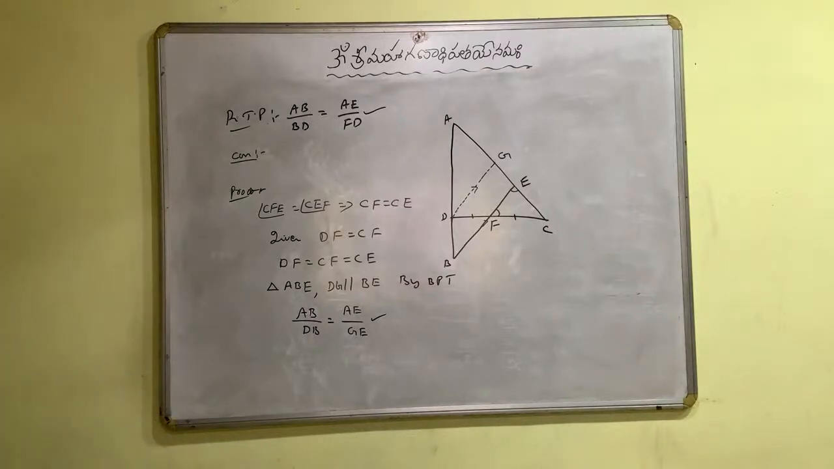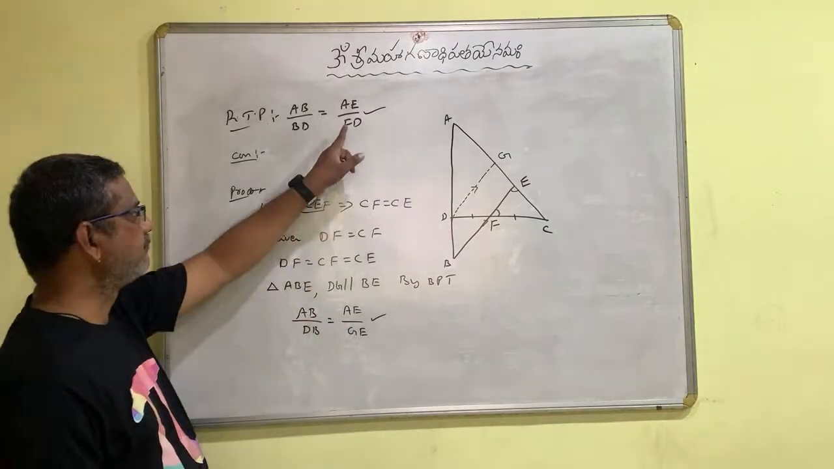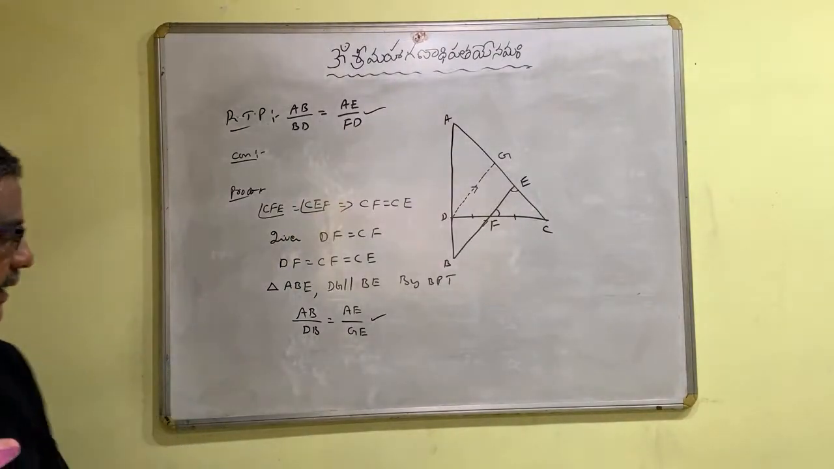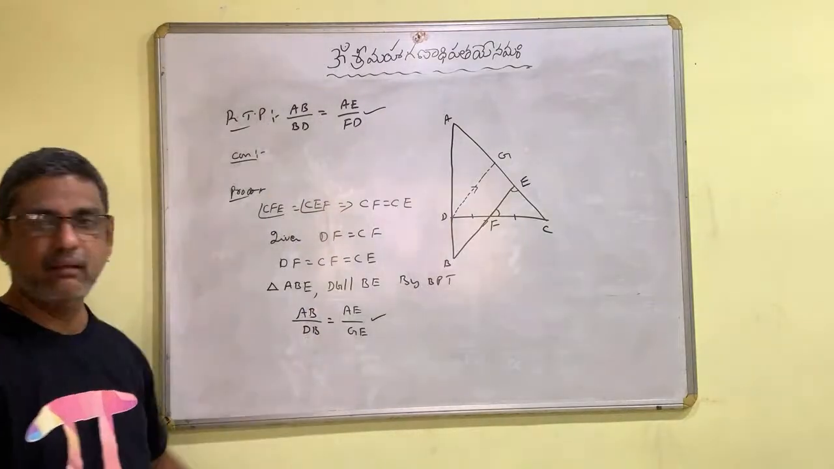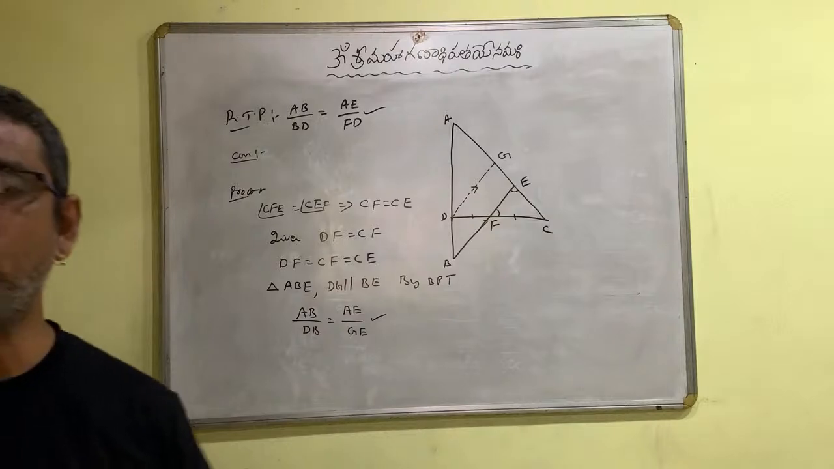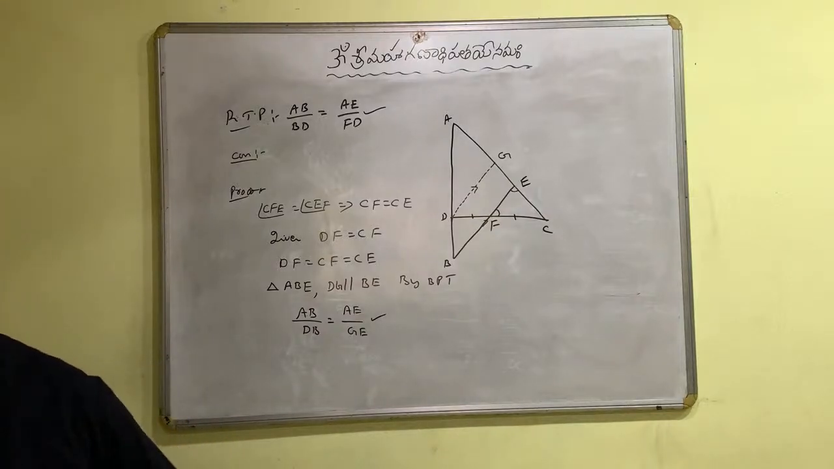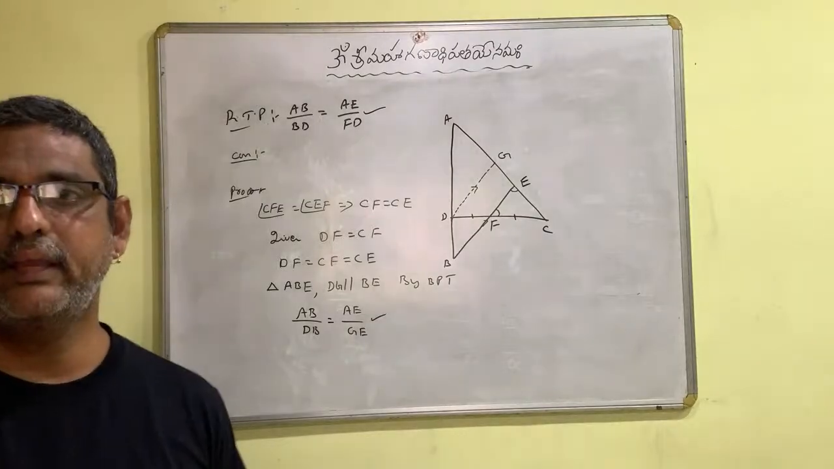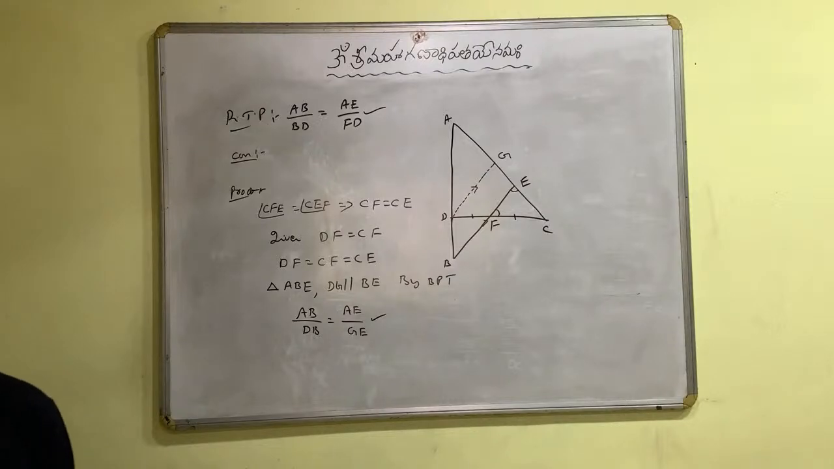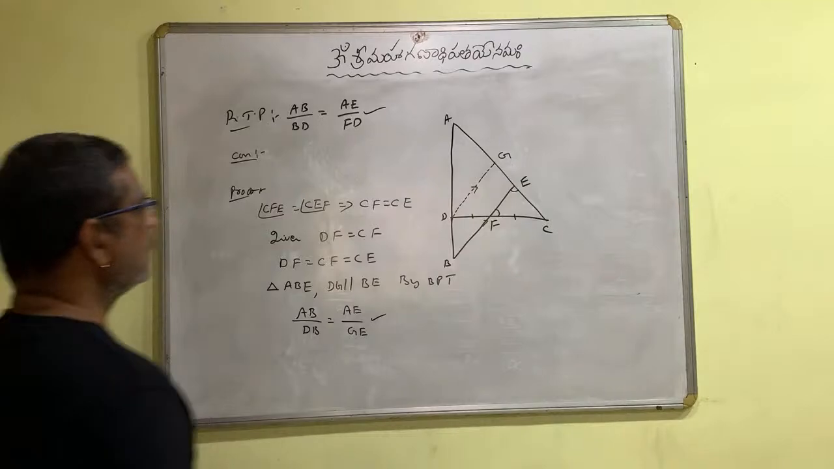That means if we prove FD is equal to GE, the problem is done. Okay? If we prove by doing something that FD is equal to GE, both are equal. If we prove that, problem done. Okay? Now what do I do?